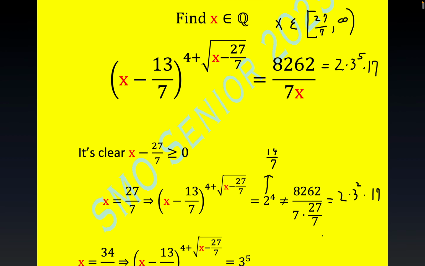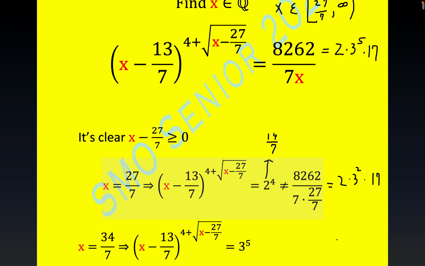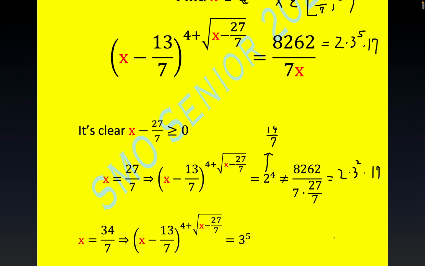Now let's take a look at the next try. You want to keep trying with integers because this seems to be a contrived problem where you're probably going to have integer exponents. That's not guaranteed. You could have rational exponents. But 34 over 7 is the next natural try because 34 minus 13 over 7 is equal to 3. That's 21 over 7, so that's equal to 3.